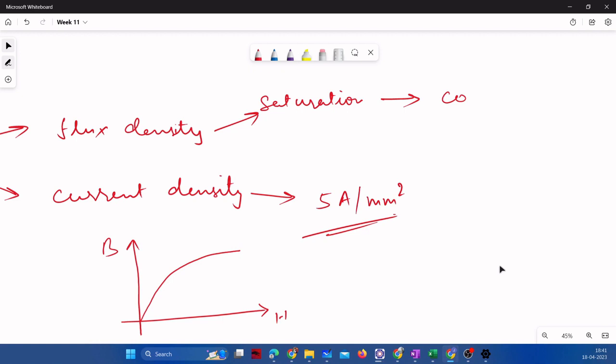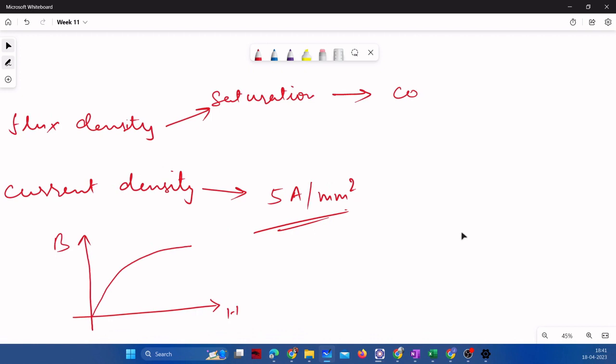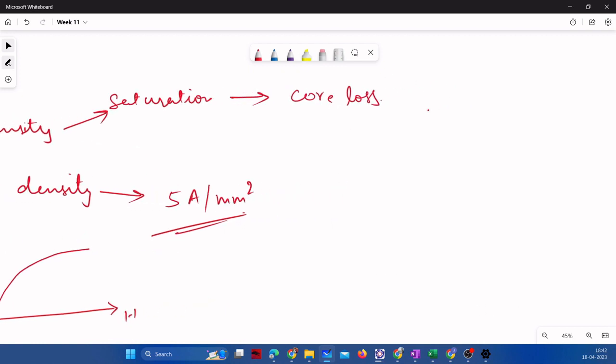Okay, if you are able to hear me, then let me complete this point and then we will take your view. Saturation will lead to significant core loss as you move towards higher flux density, because hysteresis loss is generally Kh into Bm raised to power x, and eddy current losses are Ke into Bm square. So it is dependent on the maximum flux density parameter.